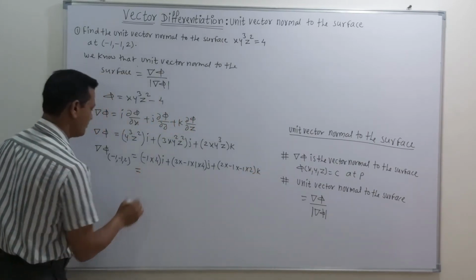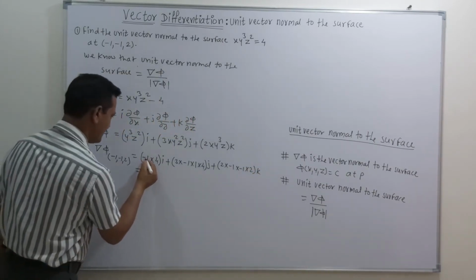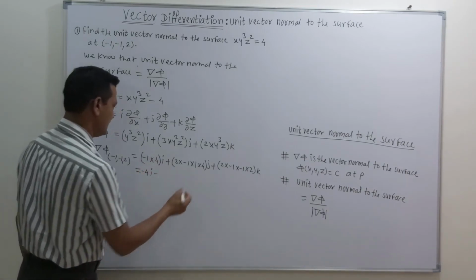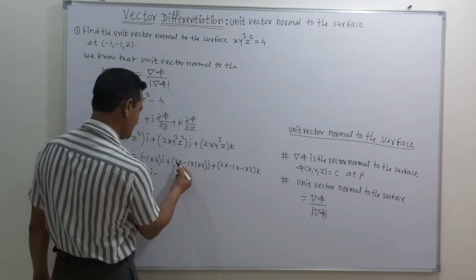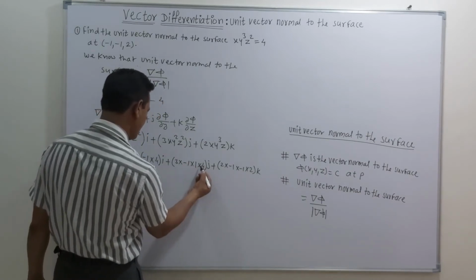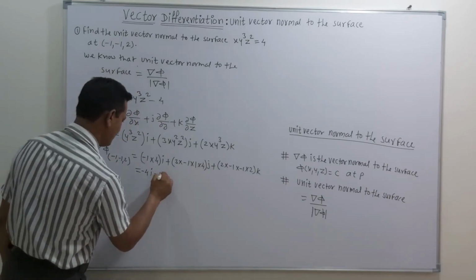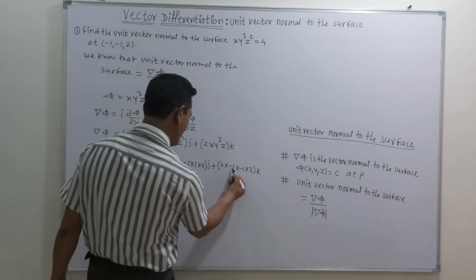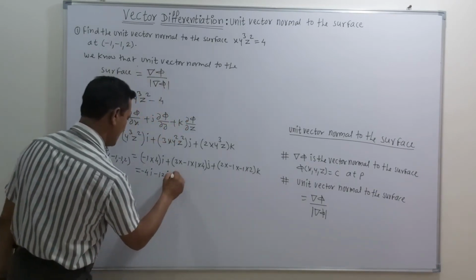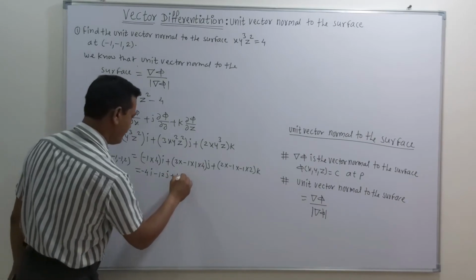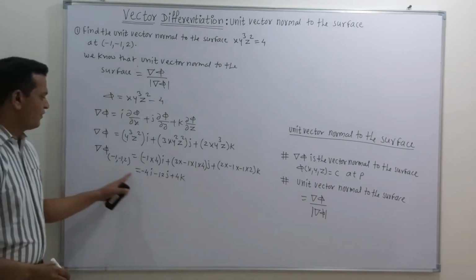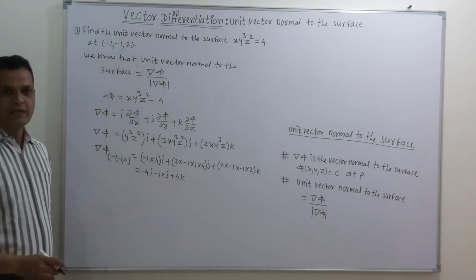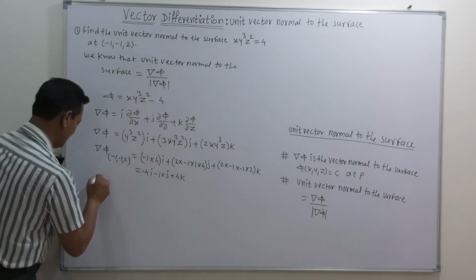If we simplify this, we get -1 into 4, that is -4i, the minus sign stays. Then 3 into 4 is 12, so this is -12j. Then -1 and -1 make a plus, so we get +4k. So this is the value of the gradient of phi at the point (-1, -1, 2). Now we have the value of the numerator. Now we find the value of the denominator.